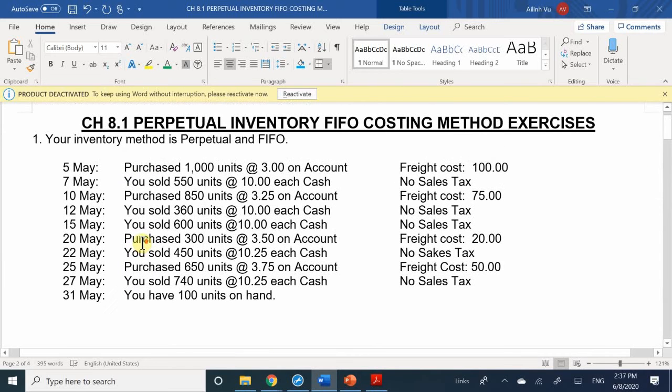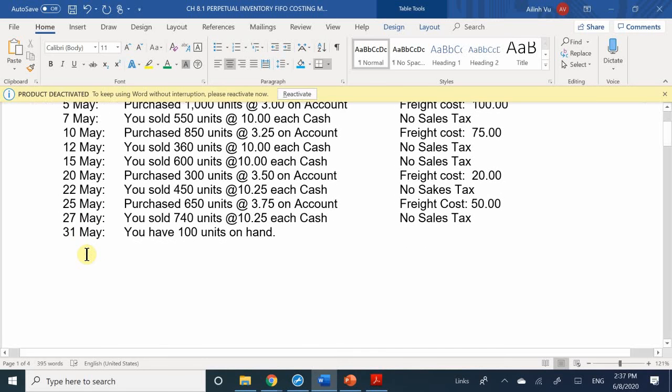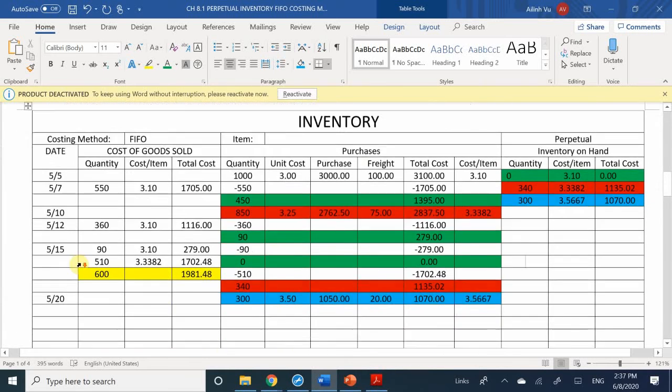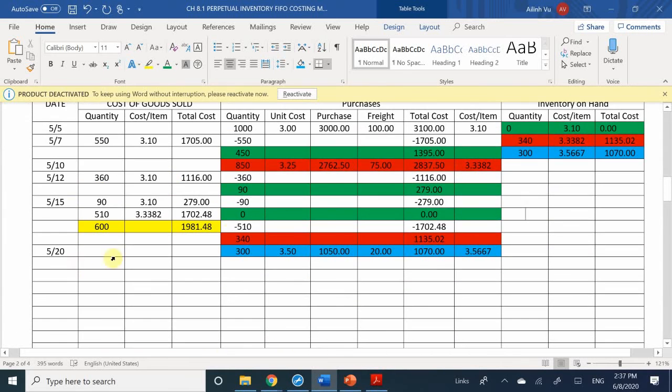Okay. So let's look at what happened next. On the 22nd, we sold 450 units at $10.25 each. We sold an additional 450 units. Now let's go check and see if we actually have enough. Here we just bought 300. We have 340 from the beginning.